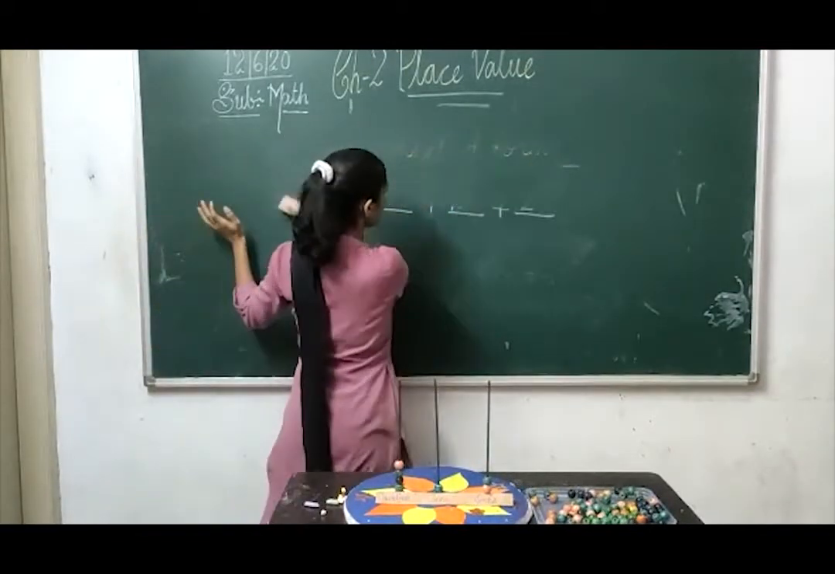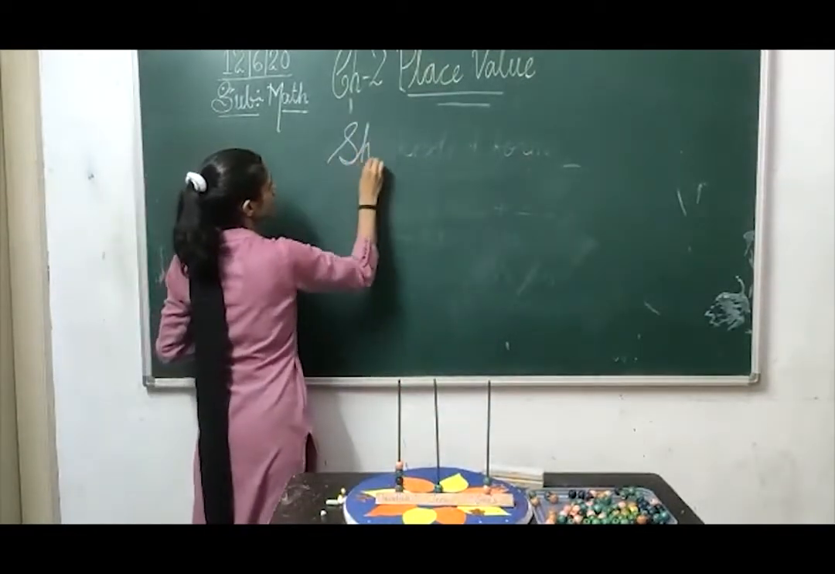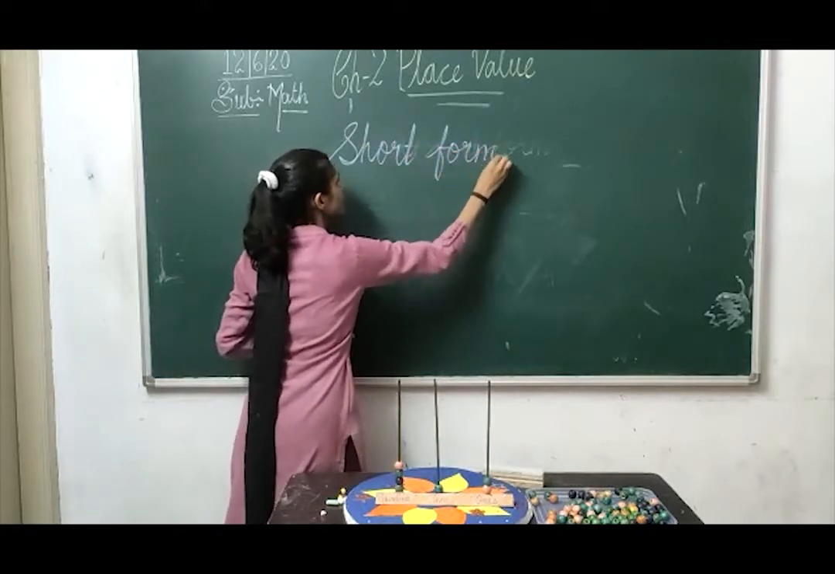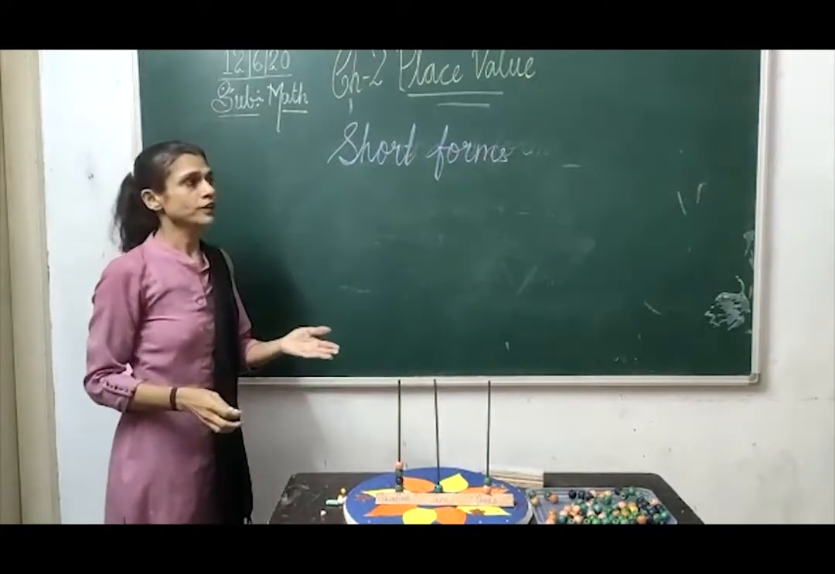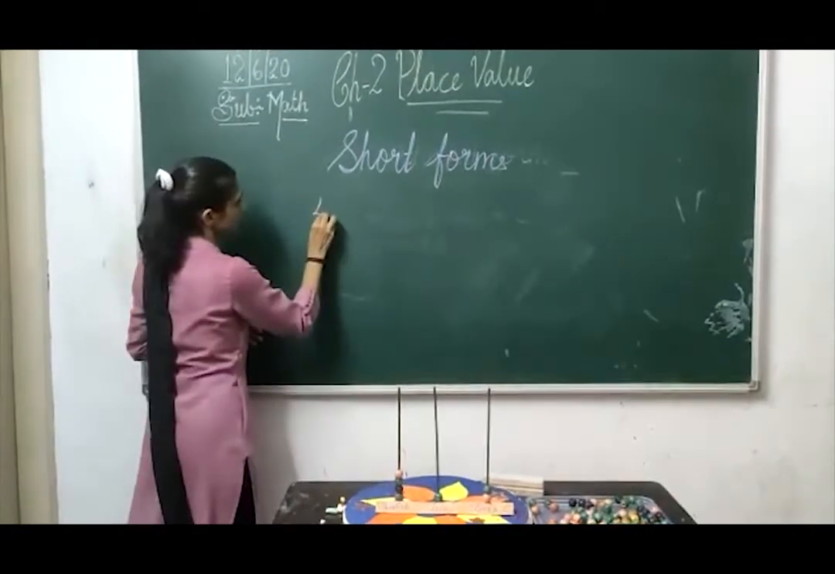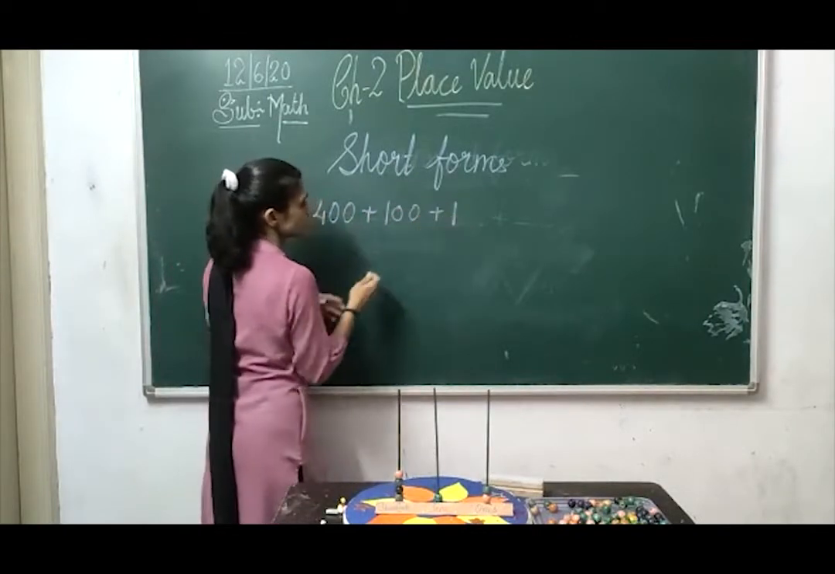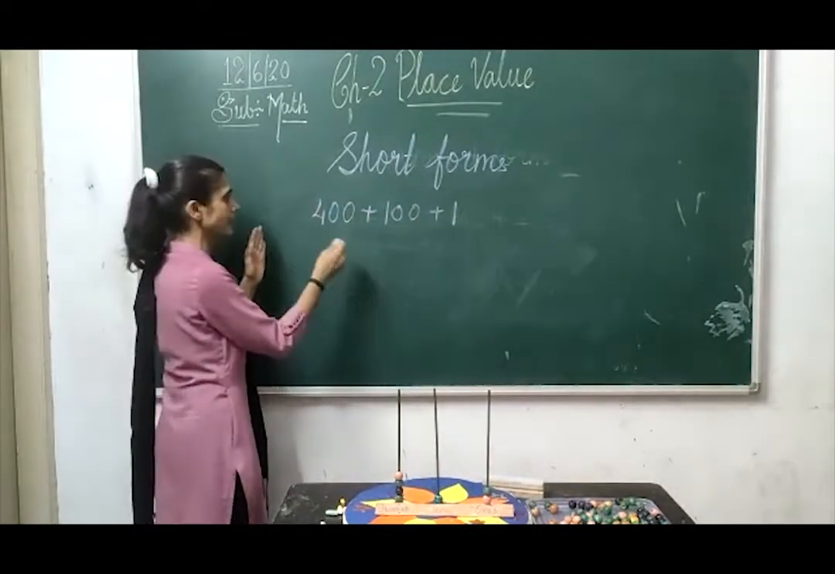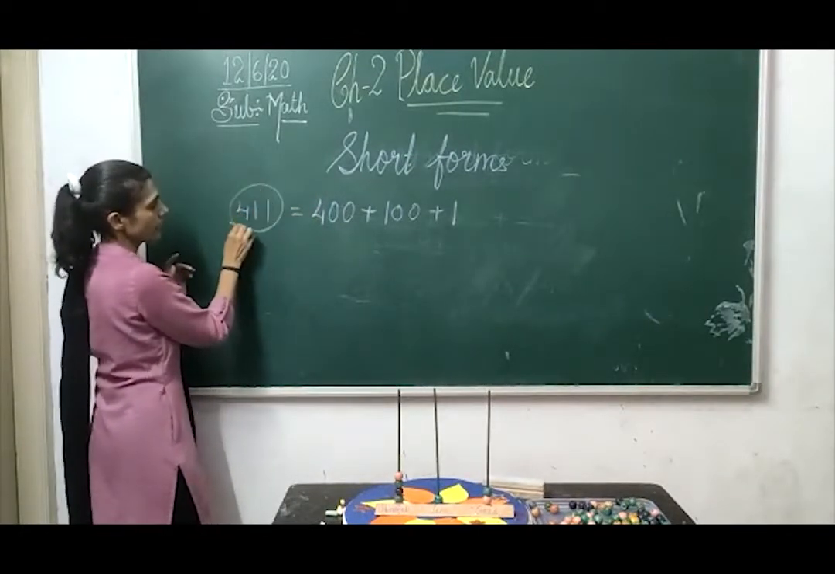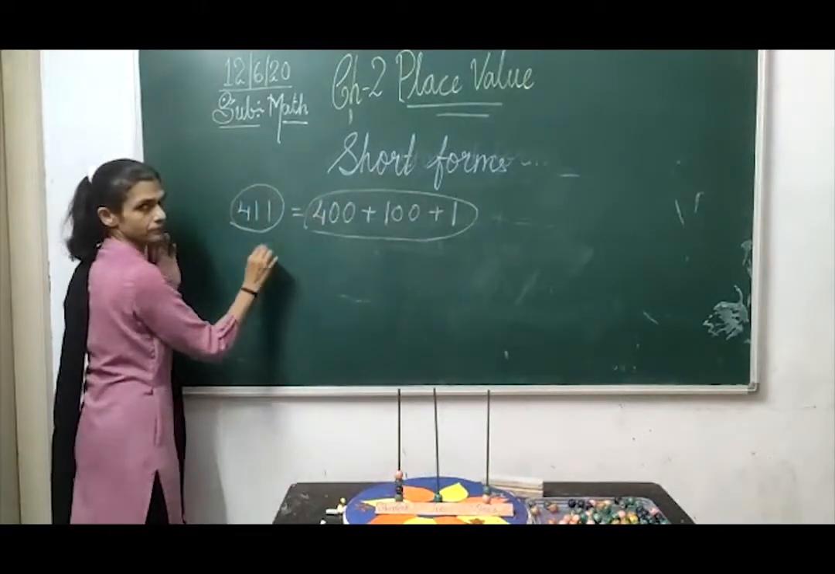Now our third topic is short form. You have written expanded form like that. Short form is the opposite of that. We do expanded form as 400 plus 10 plus 2. That is expanded form. This one is the short form, and then we have said that you have to expand it. This is expanded form.